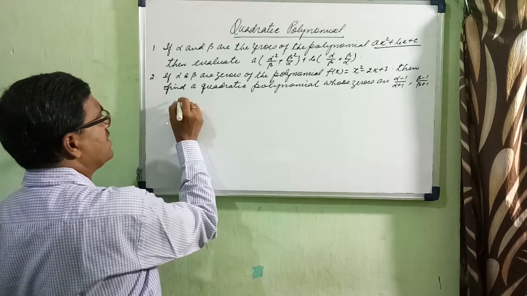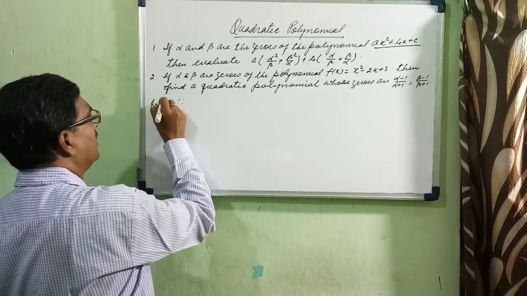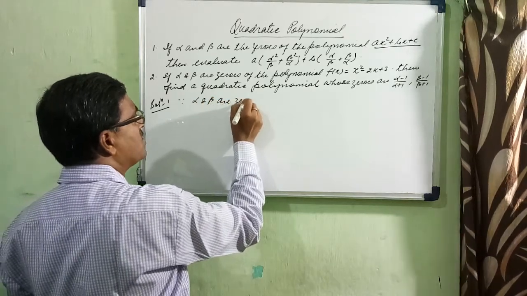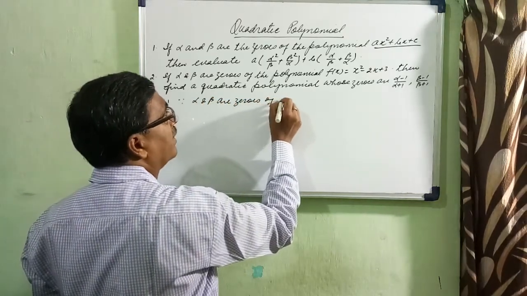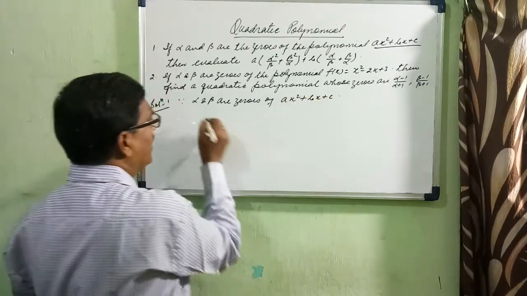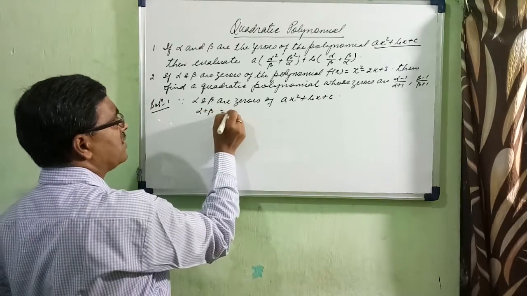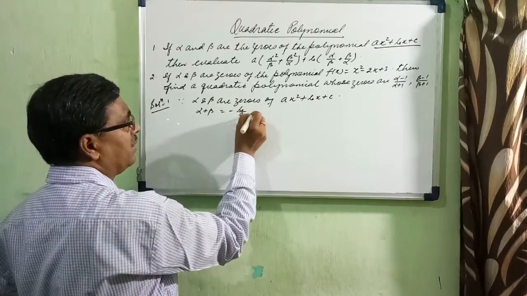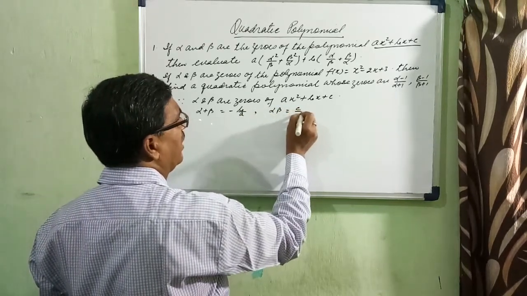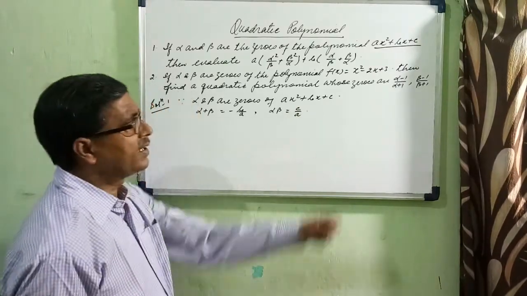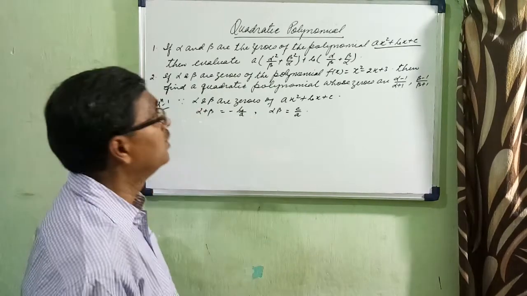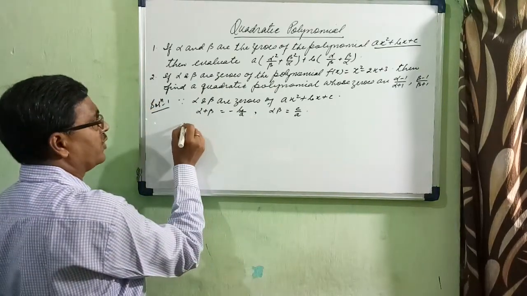What is that? Since alpha and beta are zeros of ax square plus bx plus c, then can you say alpha plus beta is equal to minus b by a, and alpha into beta is equal to c by a. Let us look at the expression. What is your expression?